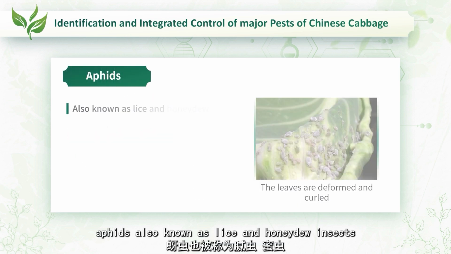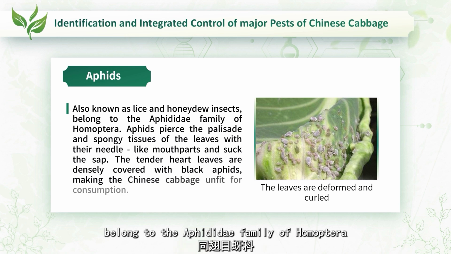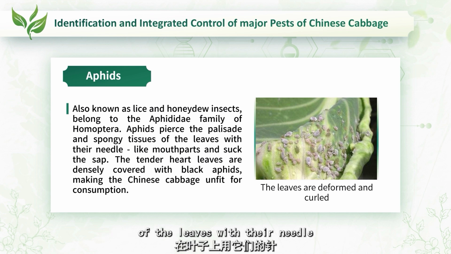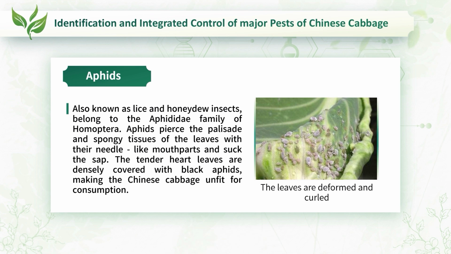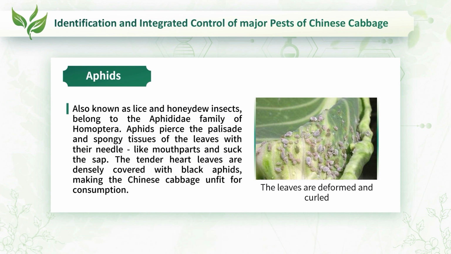Aphids, also known as lice and honeydew insects, belong to the Aphididae family of Homoptera. Aphids pierce the palisade and spongy tissues of the leaves with their needle-like mouthparts and suck the sap. The tender heart leaves are densely covered with black aphids, making the Chinese cabbage unfit for consumption.